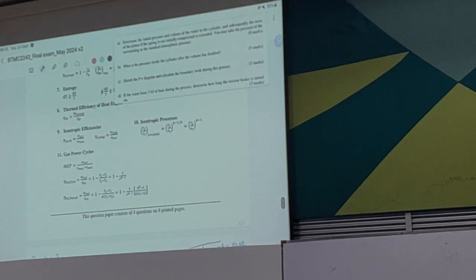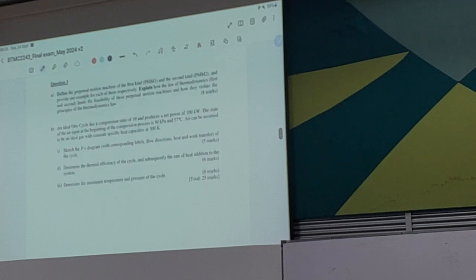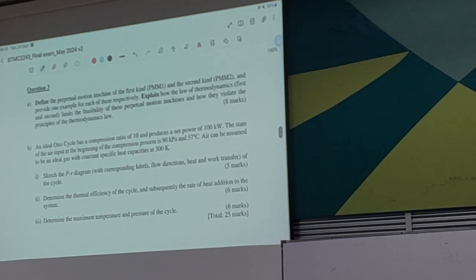Okay, then I will move on. So question 3, I actually won't discuss, but we will just read it. Define the perpetual motion machine, so PMM of the first kind, PMM1, and the second kind, PMM2, and provide one example for each of them respectively. Obviously they don't exist, so your example is a bit more imaginary. So you just explain to me.